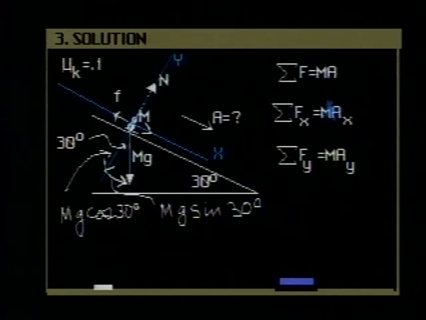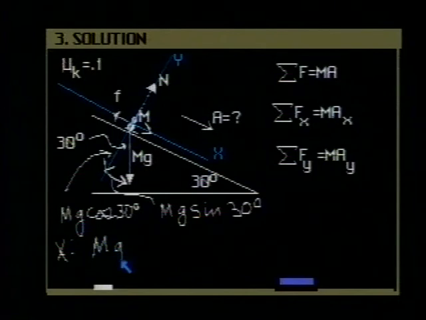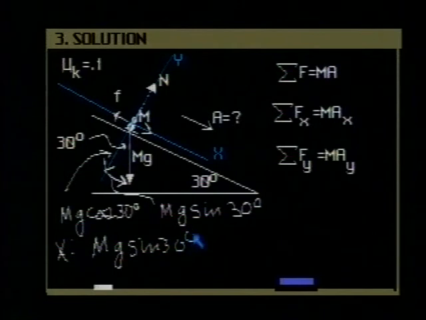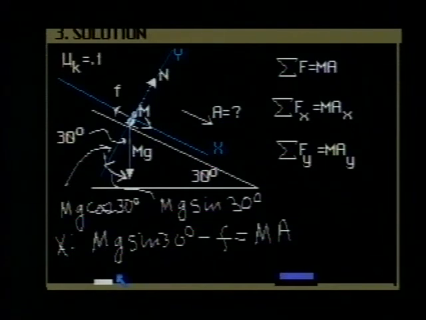Then if we use Newton's second law, writing it first in the x direction, in the positive x direction we have downwards mg sine 30 degrees. In the negative x direction we have our frictional force, little f. This is equal to the mass times the acceleration in the x direction, which is just the acceleration a that we're looking for.